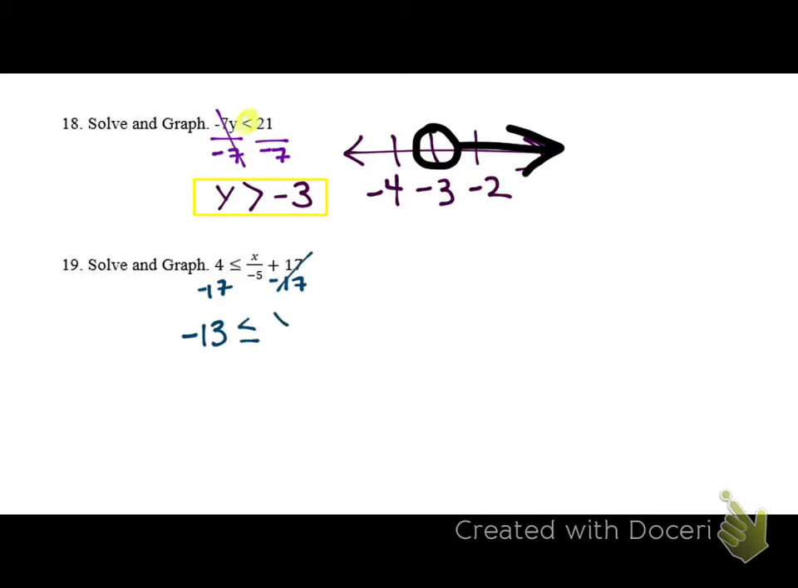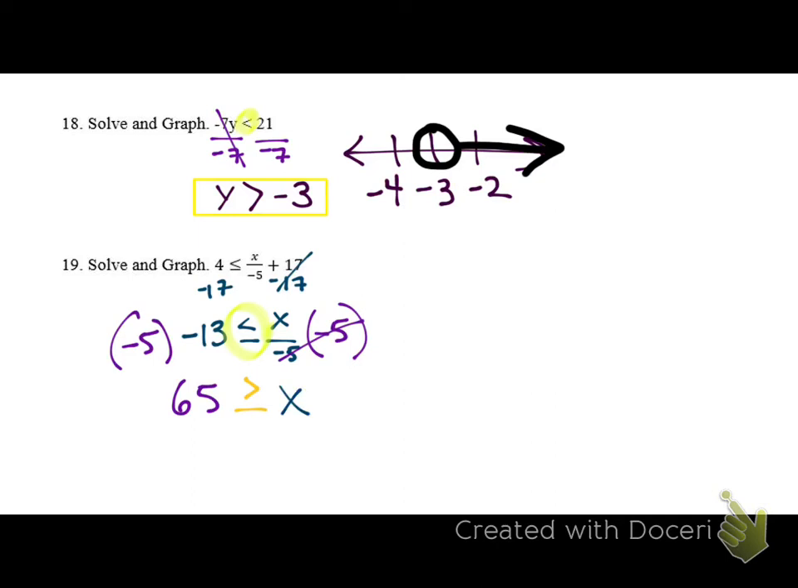Correct. All right, my next step. Multiply by negative 5. So what is negative 5 times negative 13? 65. And I multiplied both sides by a negative, yes? The same rule applies. Whenever you multiply both sides by a negative, you will still flip the sign. So we flip it to a greater than sign.